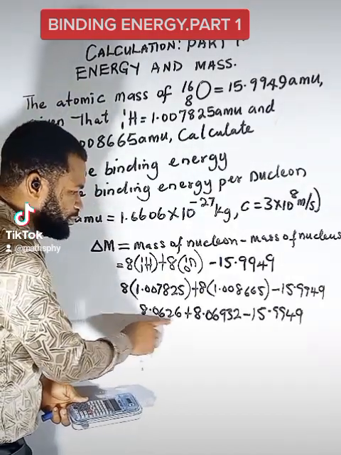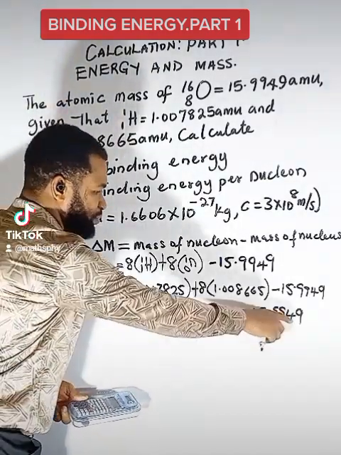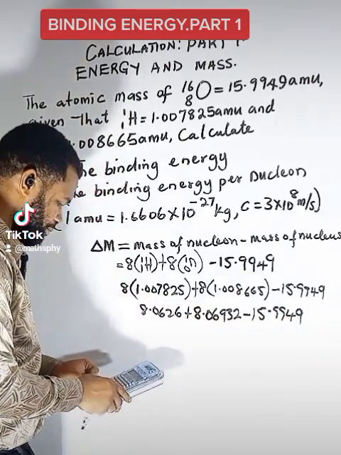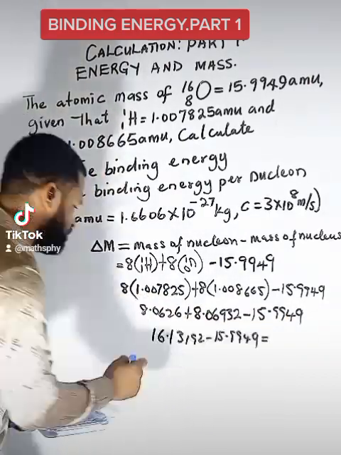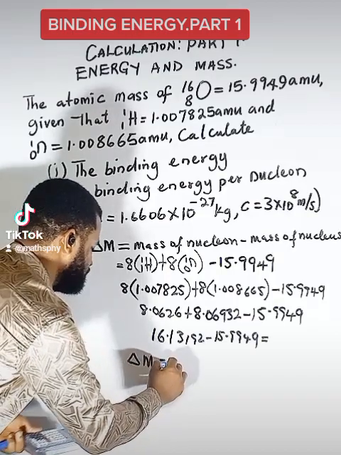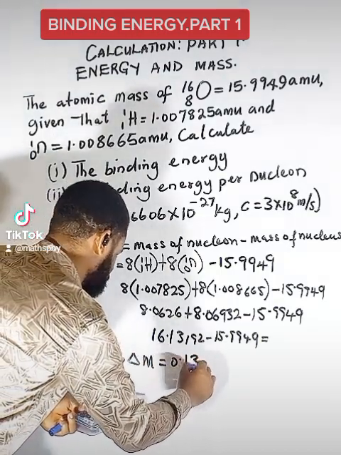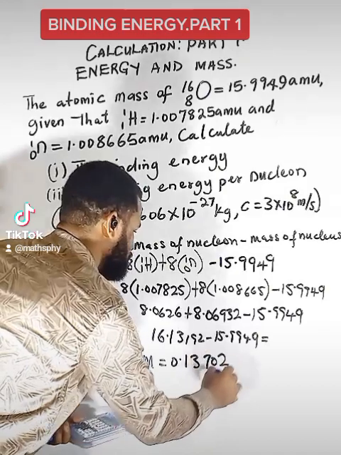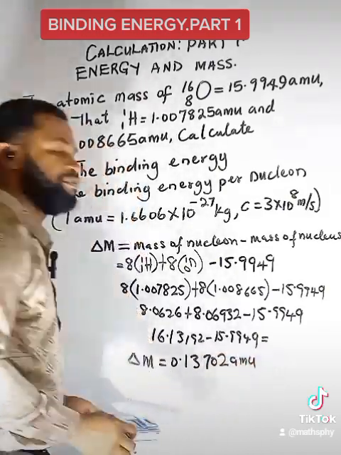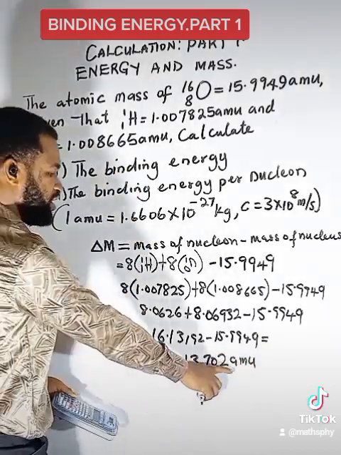So let's go. I will add this plus this, and whatever I have, I subtract 15.9949 from it. So this is 16.1319, and the mass defect is going to be 0.13702 AMU. Remember, the value is in AMU.